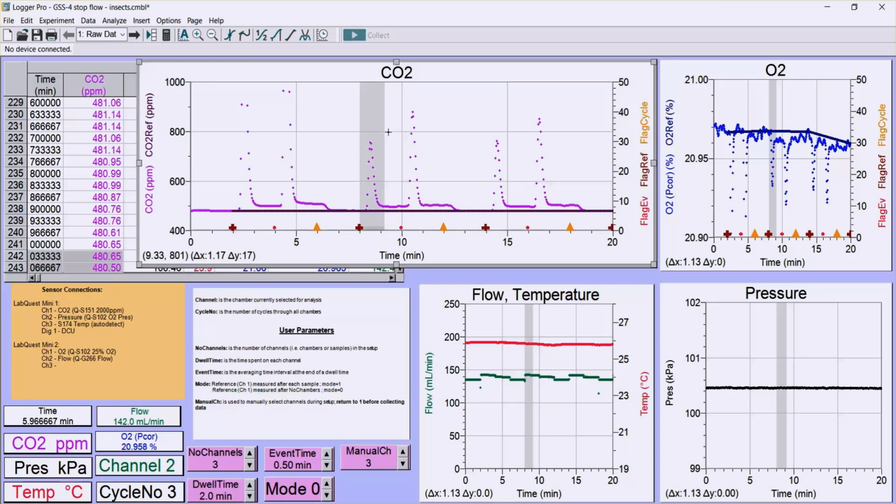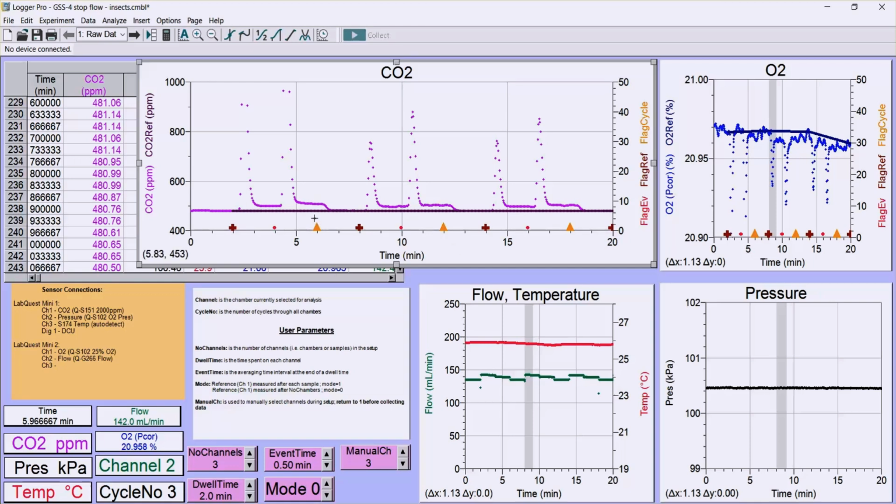You've got to make sure that your CO2 peaks do not go above 2,000 parts per million, because that's the upper range of the CO2 analyzer. If the peaks are really high and reaching 2,000, you may want to reduce the dwell time, or possibly even look into open flow measurements if those peaks are quite high.